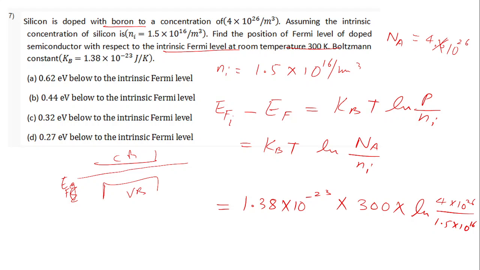So 4 divided by 1.5 is 2.6, and the power 26 minus 16 means 10. 2.6 times 10 to the power 10. Oh, sorry.